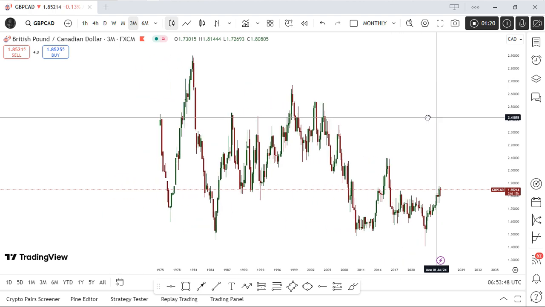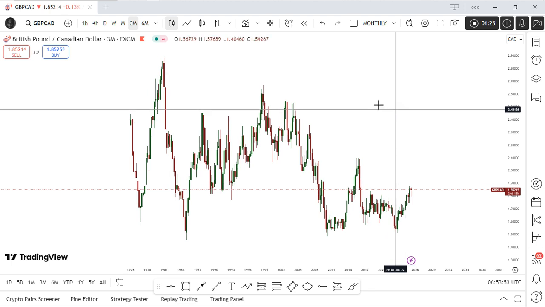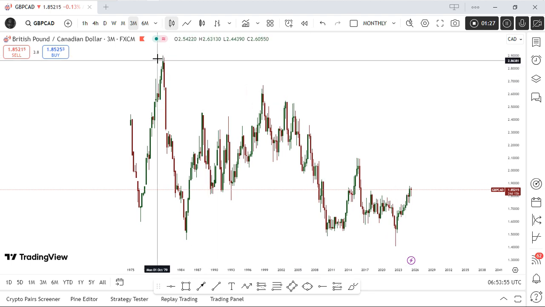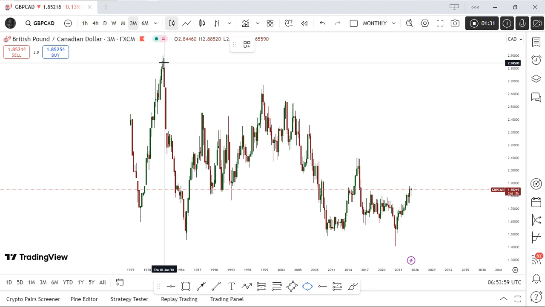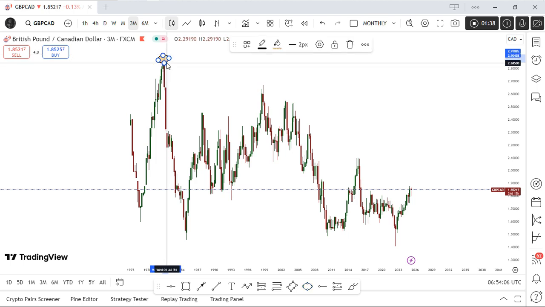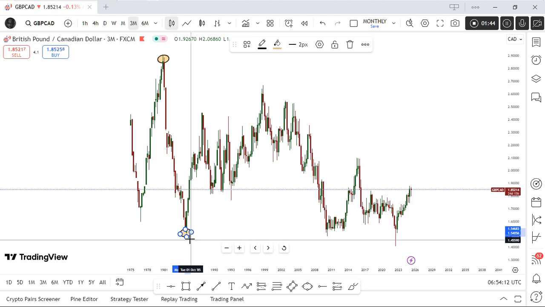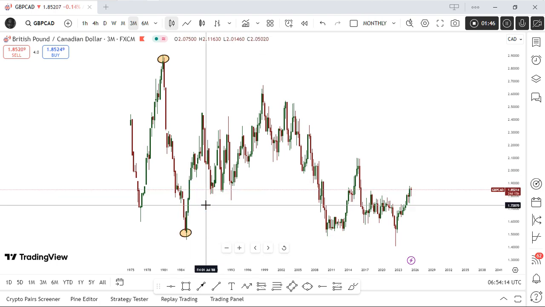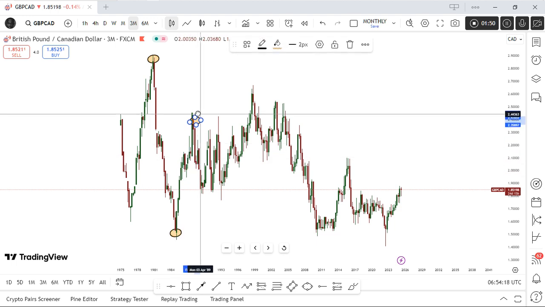Looking at this, it looks a bit messy, but that does not stop us from interpreting what it is saying. I'm going to use this tool to map it out. We have a high here. We have a low. I'm just going to clone this and then drag it. We have a low here. We have a lower, apologies, we have a lower high here.